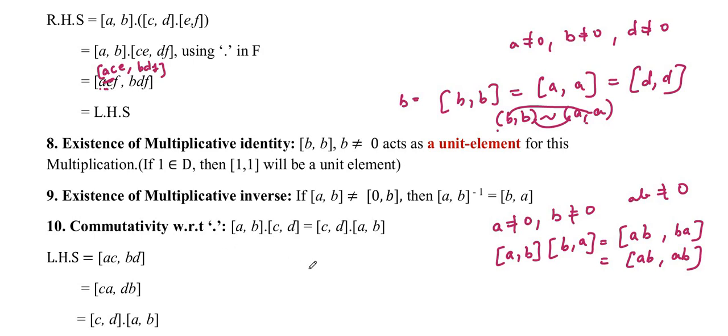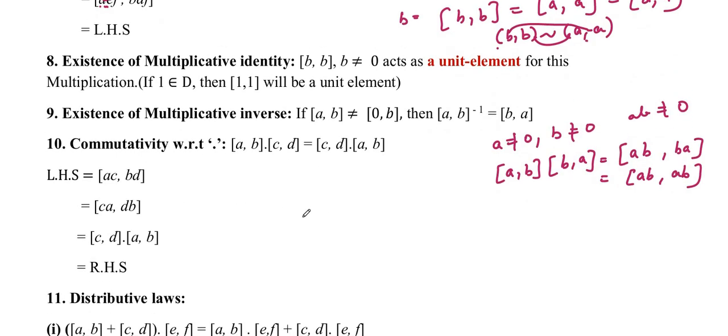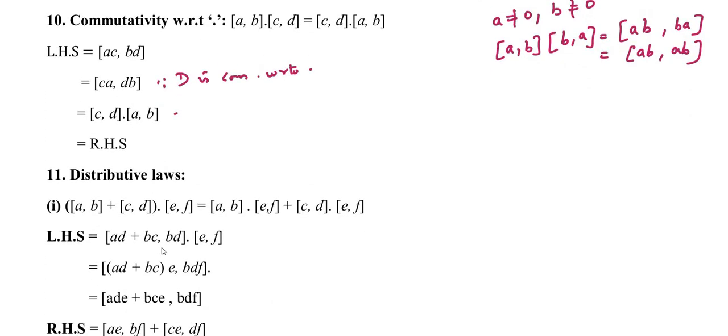And commutativity can be easily established because D is commutative with respect to dot. D is commutative with respect to dot. So using that you have this, and from this it is very obvious, and that is your RHS. That proves the commutativity with respect to dot.